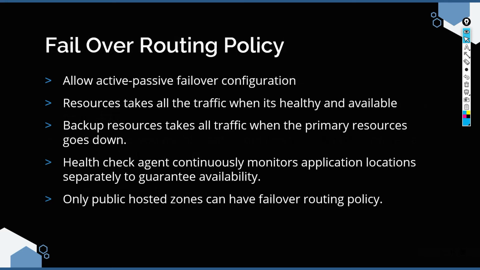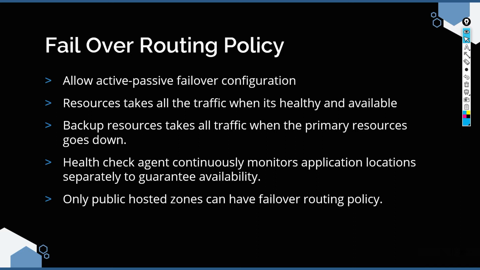The next routing policy is called failover routing policy. You use this when you want to configure an active passive failover kind of a setup. So in this case, you have more than one server. One server will be treated as a primary server and all the requests will be routed to the primary server. When the primary resource goes down, then it will automatically transfer the request to the secondary server. So we will see this in another demo.